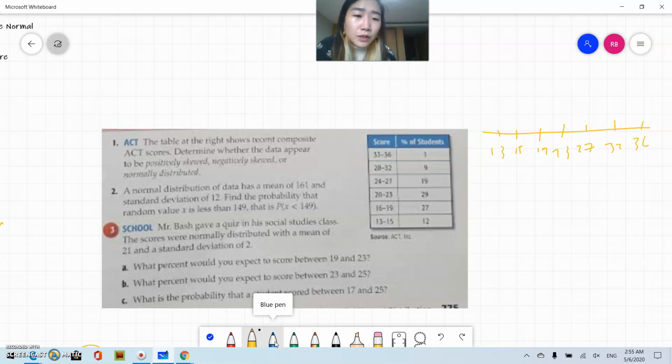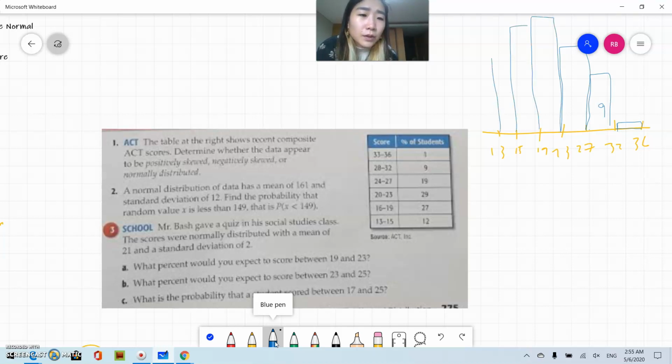And know that this is just very rough. So there's only one person here, and there's like a 9 person here, and there's a 19 person here, and 29 person here, and 27 and 12. What do you think? This one, oh, this 12.